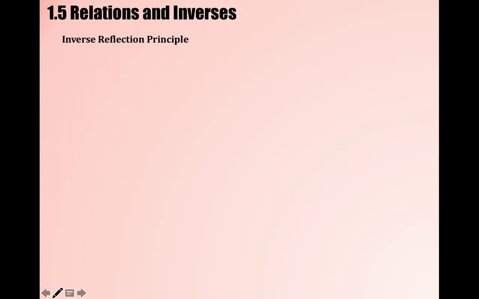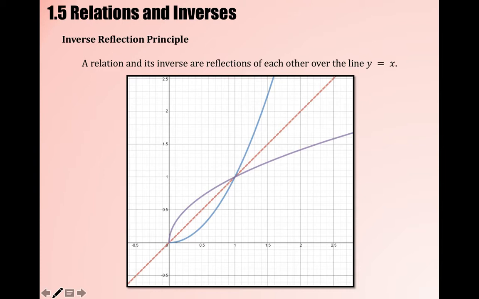Ooh, the inverse reflection principle. A relation and its inverse are reflections of each other over the line y equals x. Remember this, right? It's reflected. If you take the x and the y value and you switch them, you end up with this nice reflection over the line y equals x. That was something you even did in geometry. That was another fun fact.